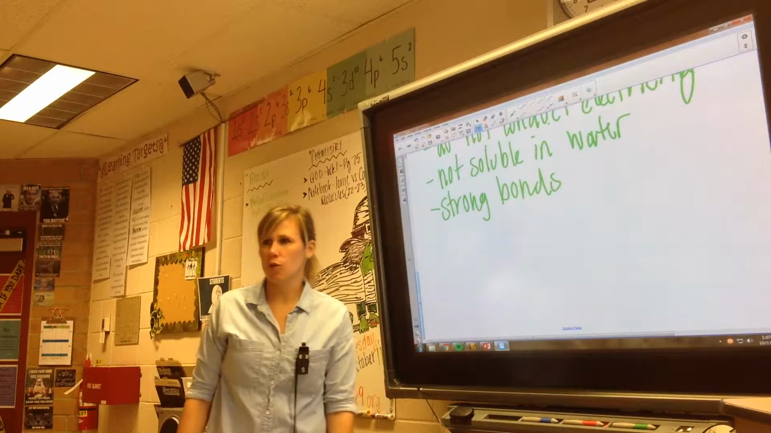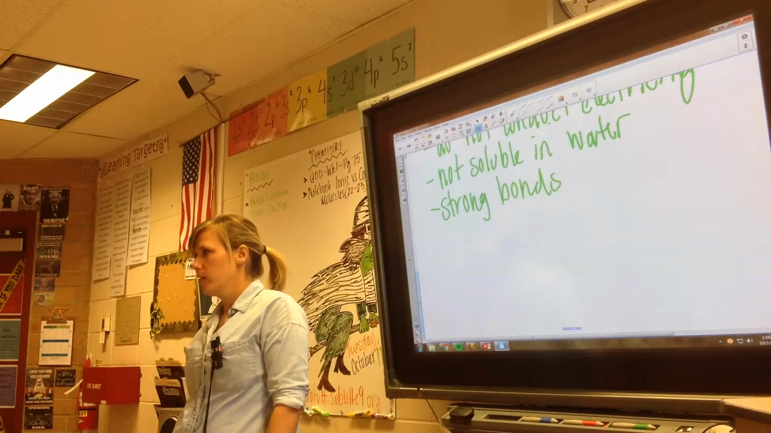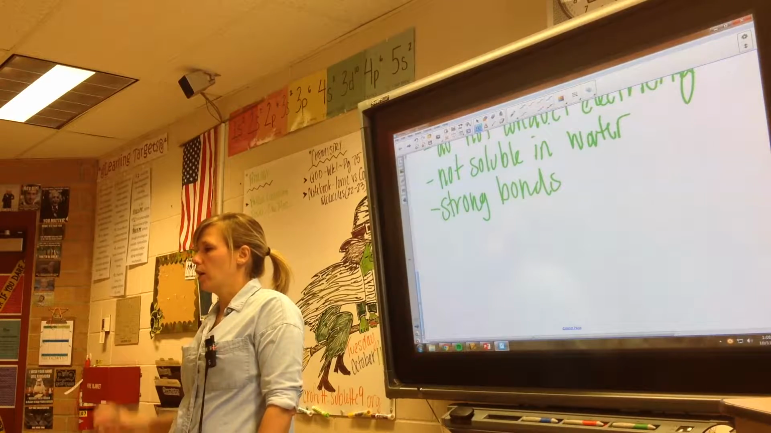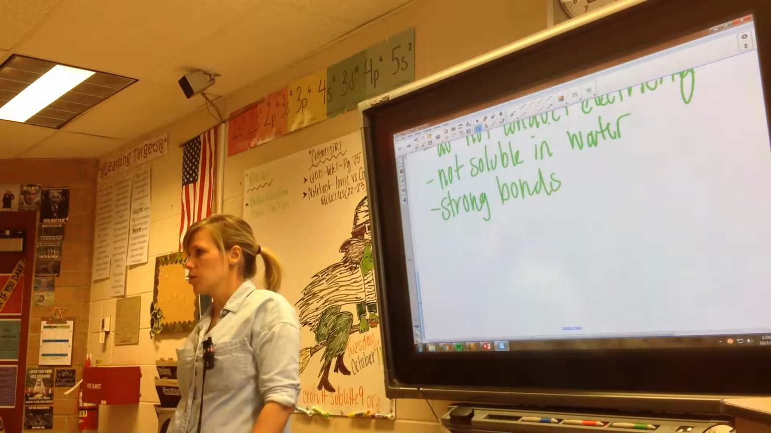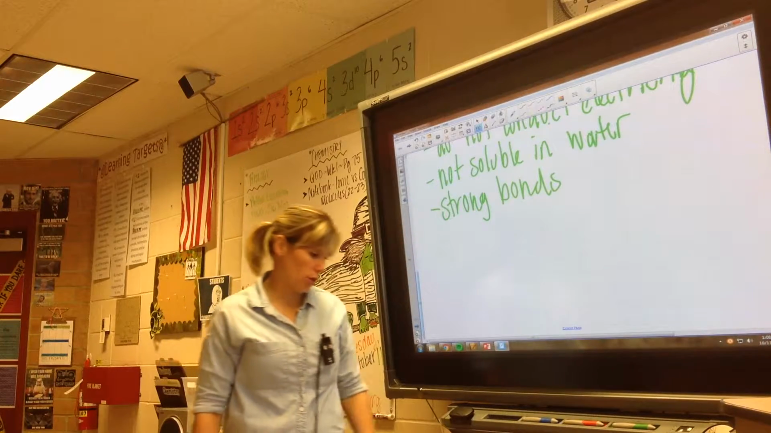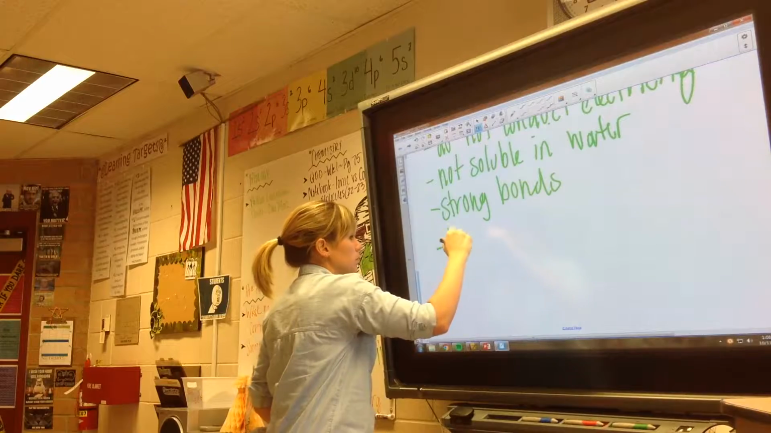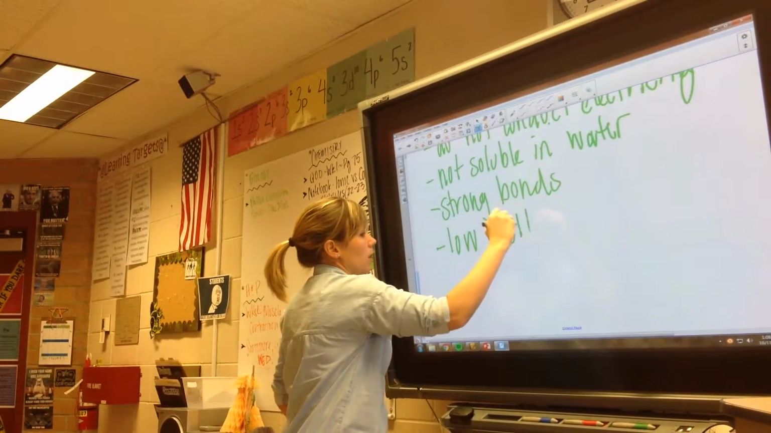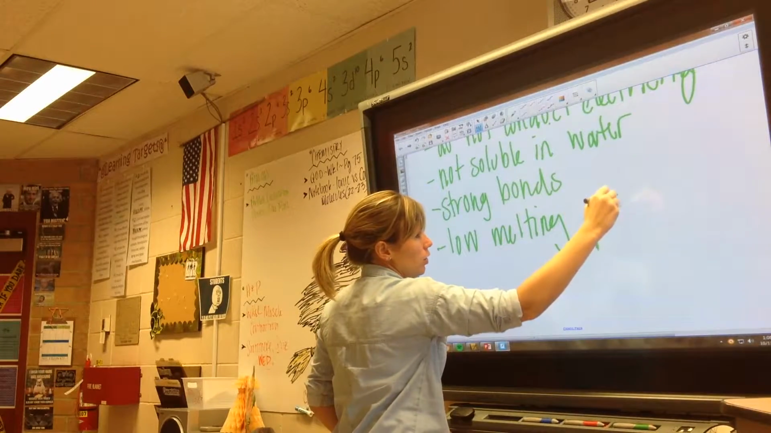So like sugar, you throw it in water, it kind of dissolves, but not that great. But you put it in water on a burner and you boil it, then that sugar is going to dissolve. So you really need to add some energy to it to get it to break those strong bonds and dissolve. Has a low melting point. So if it is not already melted, generally it's pretty easy to melt it.